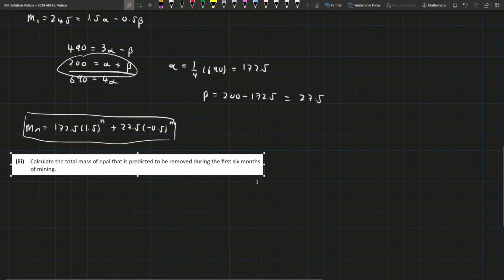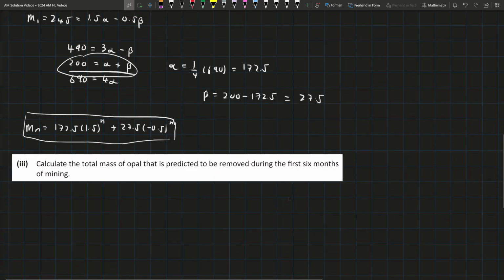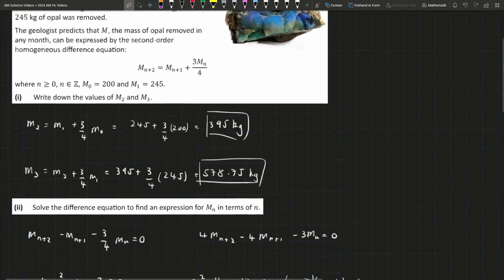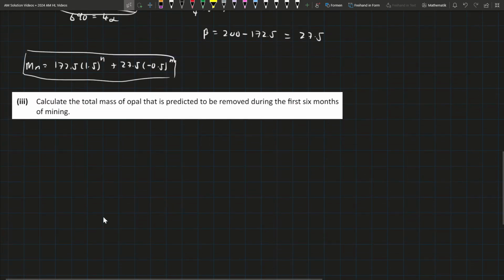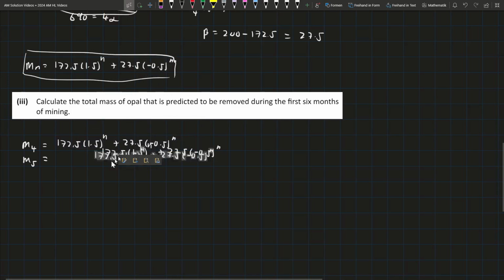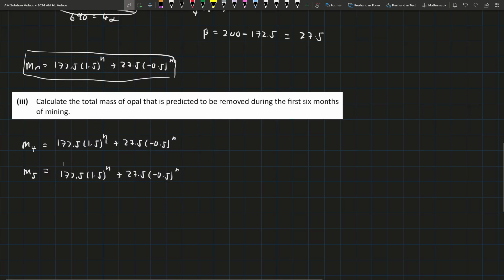Then we're told to calculate the total mass of opal that's predicted to be removed in the first 6 months. This is such a stupid question because, okay, we know M0, 1, 2, and 3. We just have to calculate M4 equals whatever, and then M5 equals whatever. We just have to sub in 4 here, and then 5, and then add them all together, which is so stupid because it's just subbing in numbers. It's very easy, but it's just very time consuming to keep writing this out and get a number on it.